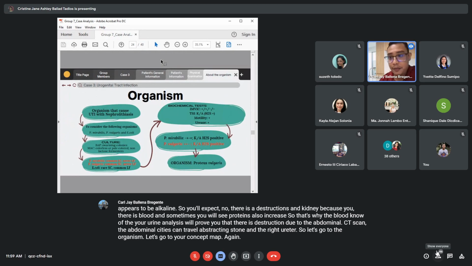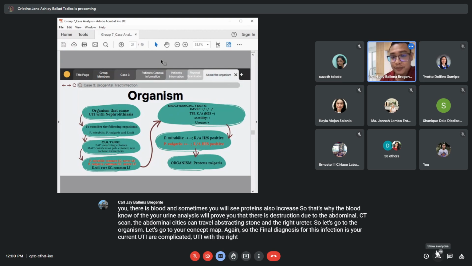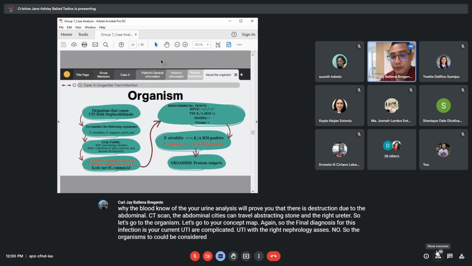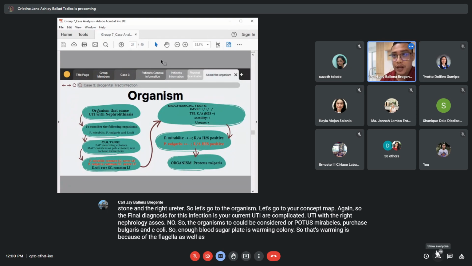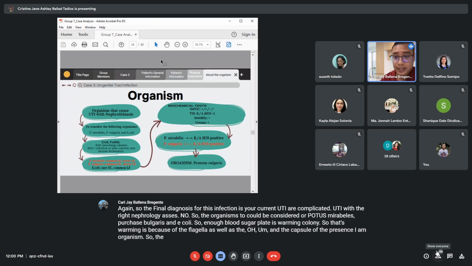Sige. So the final diagnosis for this infection is recurrent UTI or complicated UTI with right nephrolithiasis. So the organisms that could be considered are Proteus mirabilis, Proteus vulgaris, and E. coli. On a blood agar plate, there is a swarming colony. The swarming is because of the flagella as well as the O antigen and the capsule present in the organism. The MacConkey appears colorless, meaning the organism does not ferment lactose at all.